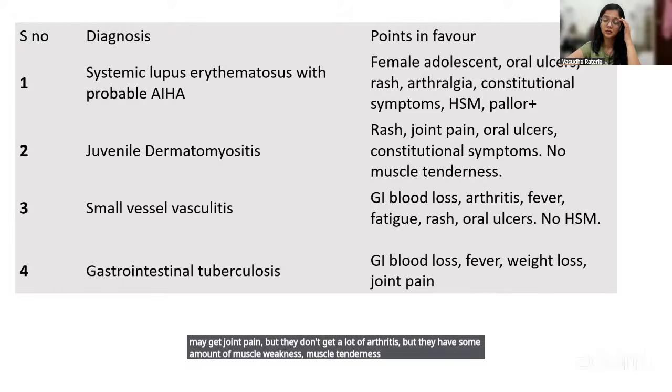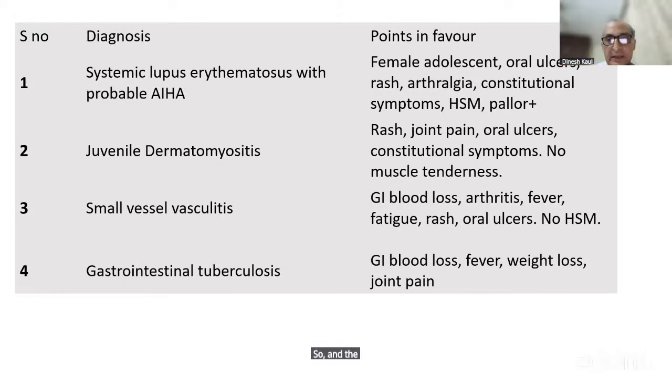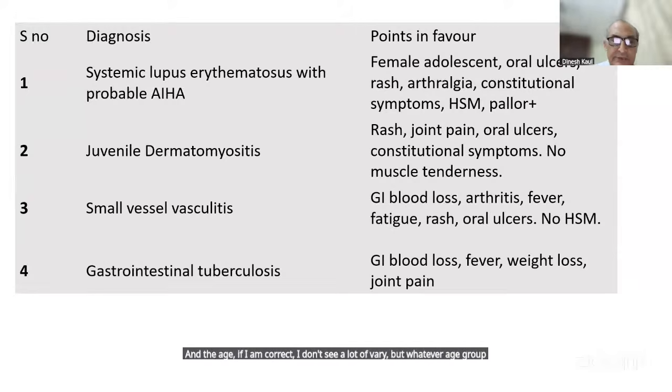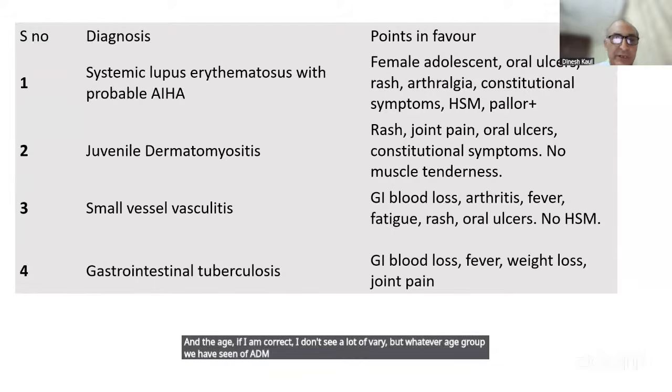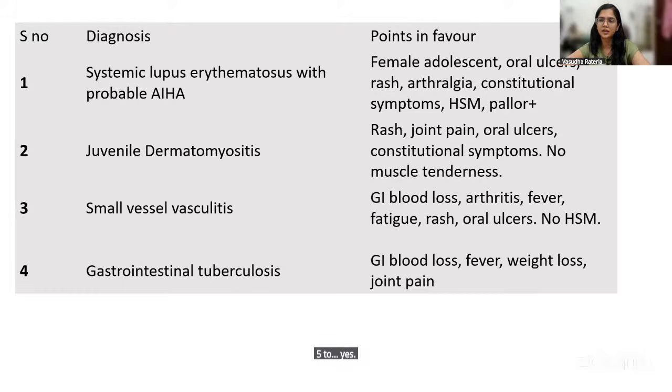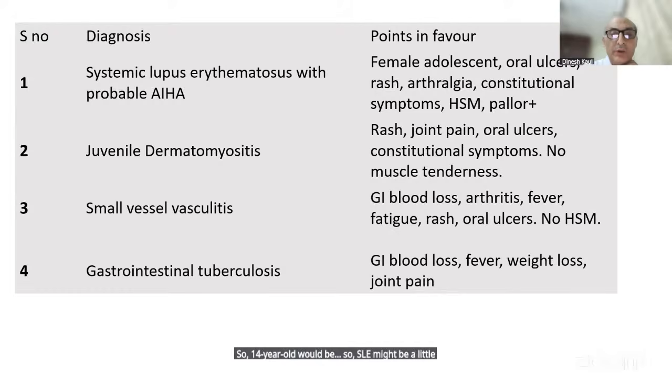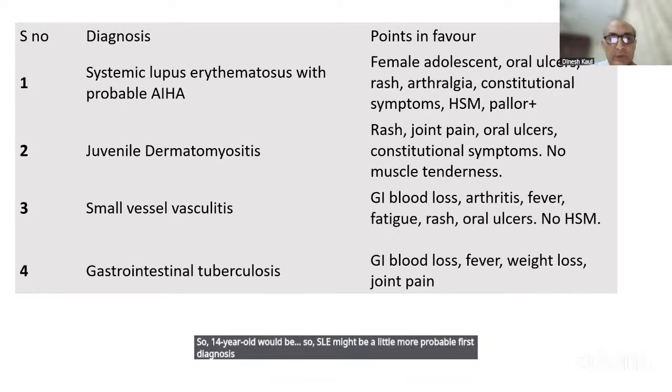And the age, if I am correct, whatever age group we have seen of JDM are smaller children, around 5 years. So a 14-year-old, SLE might be the more probable first diagnosis. What about rheumatoid arthritis?